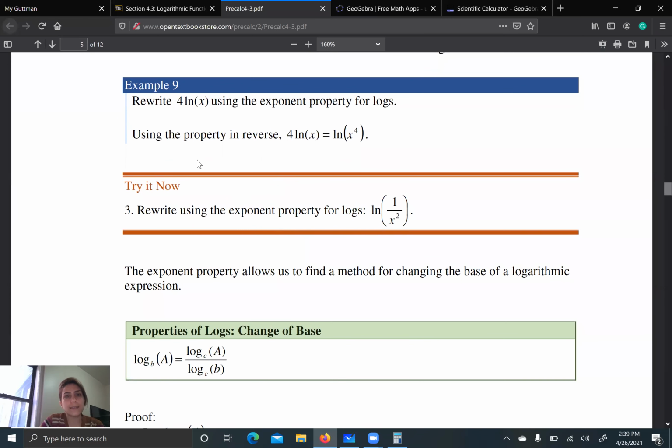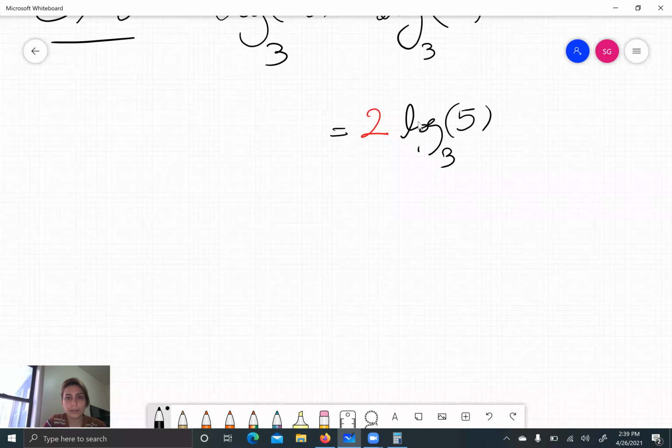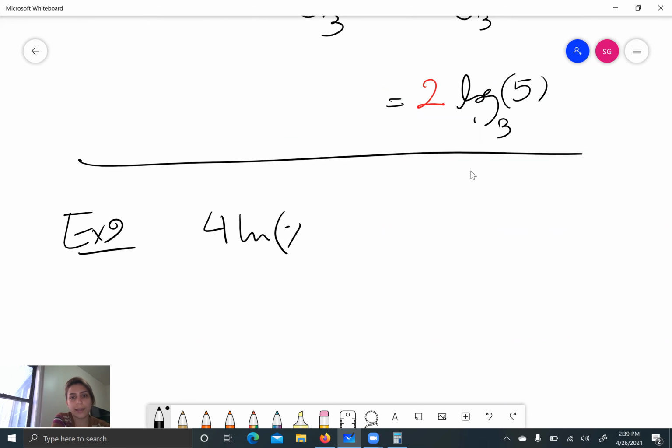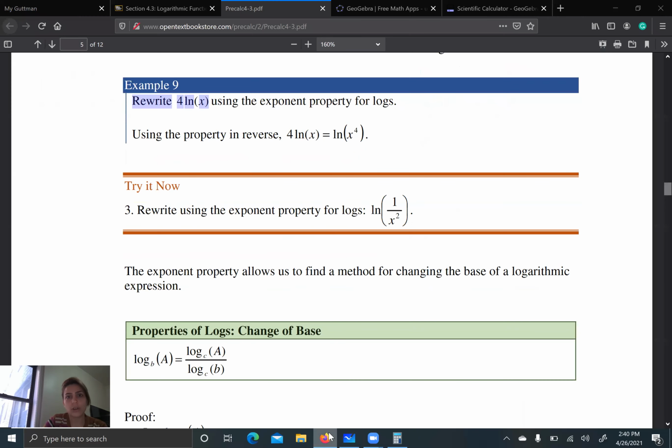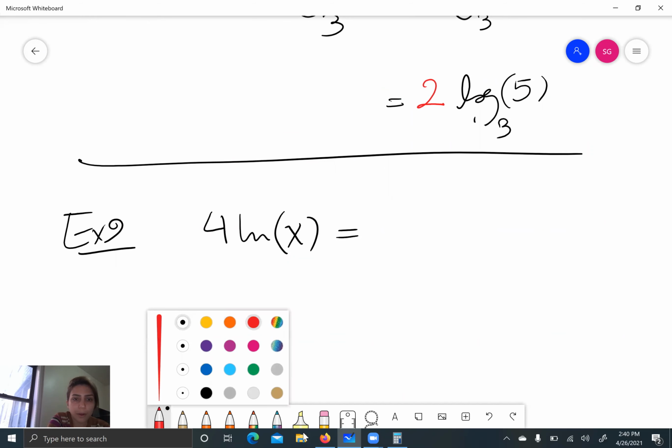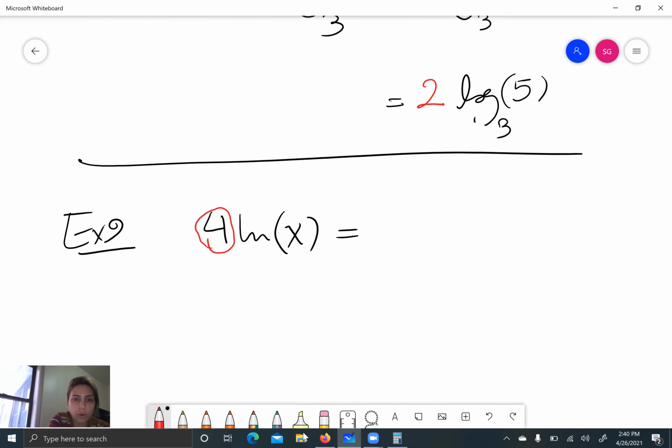Now, let's do another one, example 9. Rewrite 5 ln of x. So now I'm going to show you example 9. So here we have 5 natural log of x, right? 5 times natural log of x. So look, what is this 4 here? 4 multiplied by natural log of x.